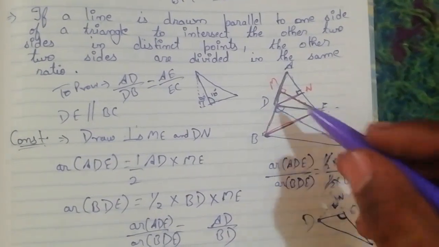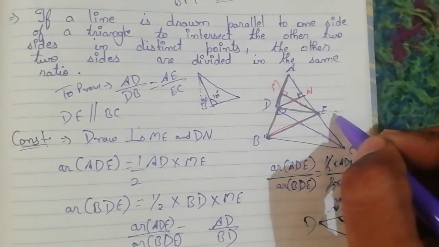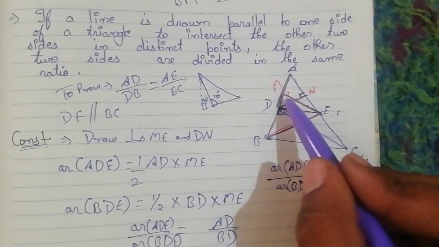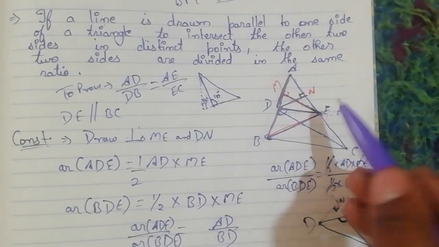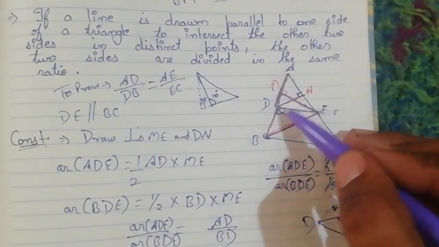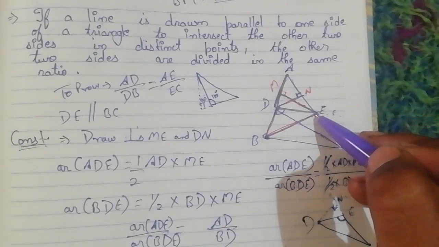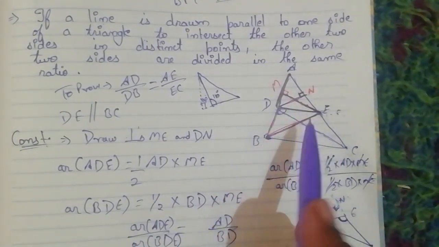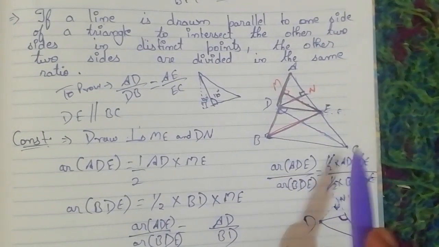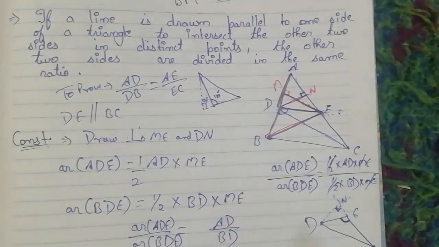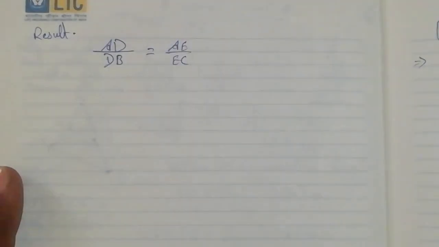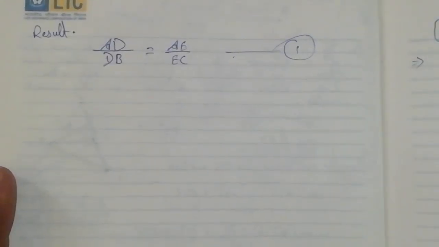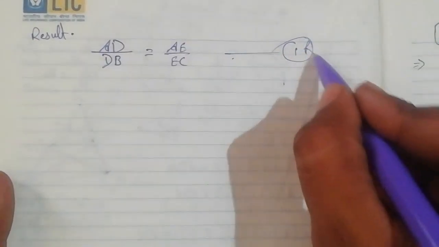Look what we have done, we have taken the area of ADE and another triangle, that is BDE. They have the common altitude, that is ME here, and for area of triangle ADE, DN is the altitude and AE is the base. And for triangle CDE, EC is the base and DN is the altitude. So this is the result that we got. This is our first result, not an equation, this is our first result.